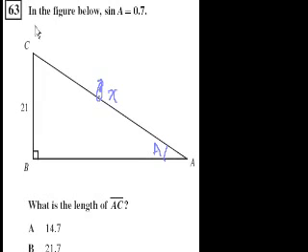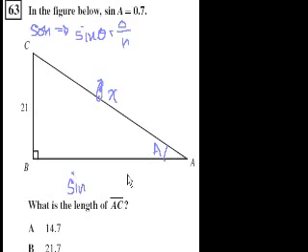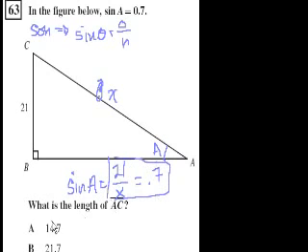So SOHCAHTOA tells us that sine of some angle, let's call that theta, is equal to the opposite over the hypotenuse. So sine of A in this example is going to be equal to the opposite, 21, over the hypotenuse, over x. And they tell us that the sine of A is equal to 0.7. So that's also equal to 0.7.